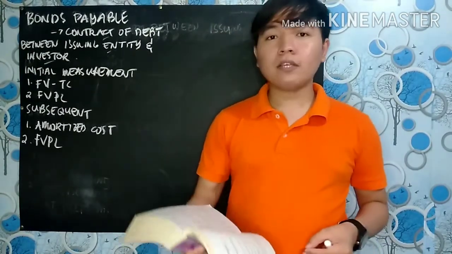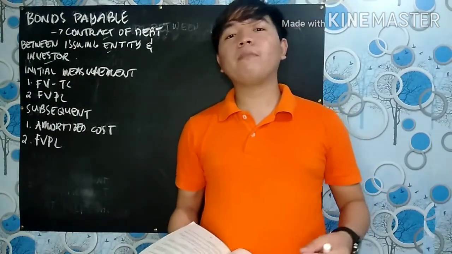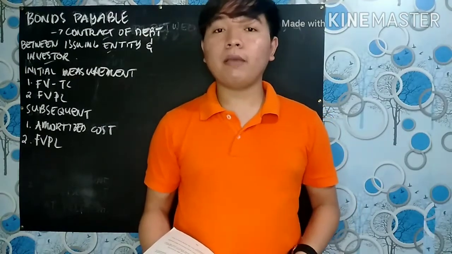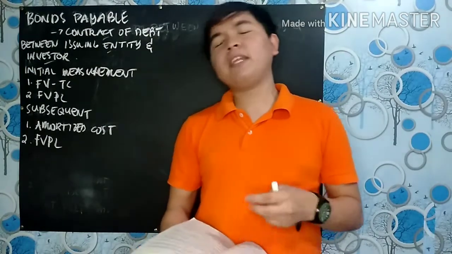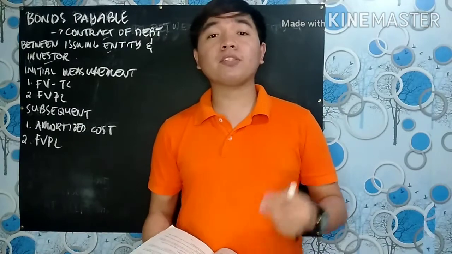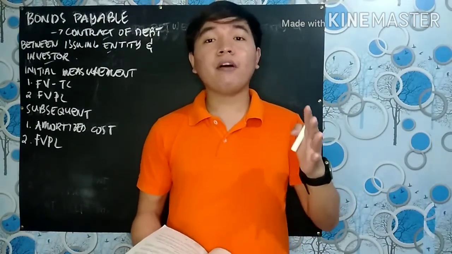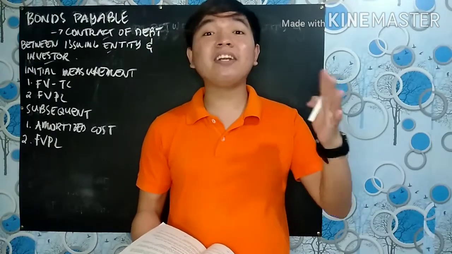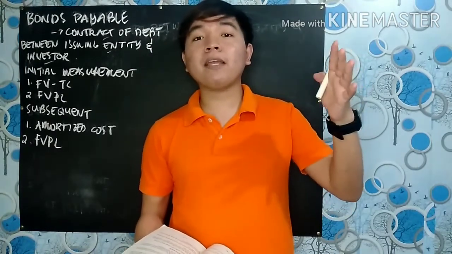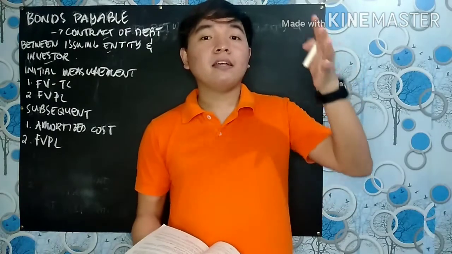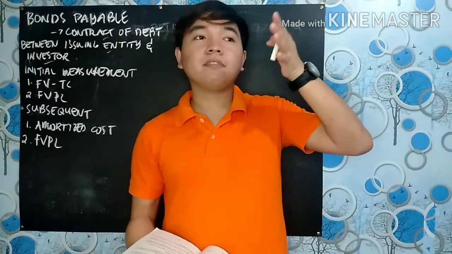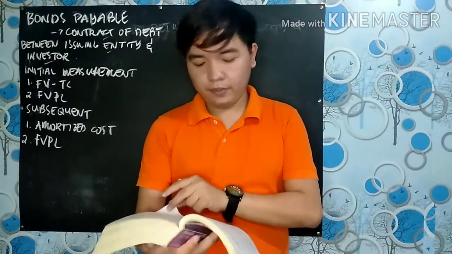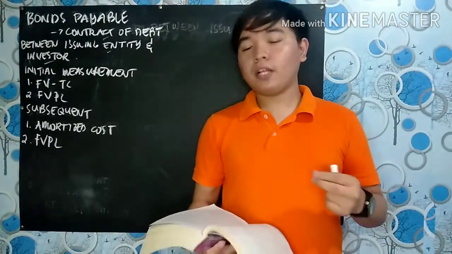Pangalawa naman is yung serial bonds. When we say serial bonds, there are a series of payments. Other term nito is installment. So, other meaning of serial bonds is installment. So, let's say the example of the contract is babayaran mo yung bond yearly. So, in 5 years, babayaran mo yung bond yearly. So, annually mo siya babayaran. Okay? That's what we call the serial bonds.